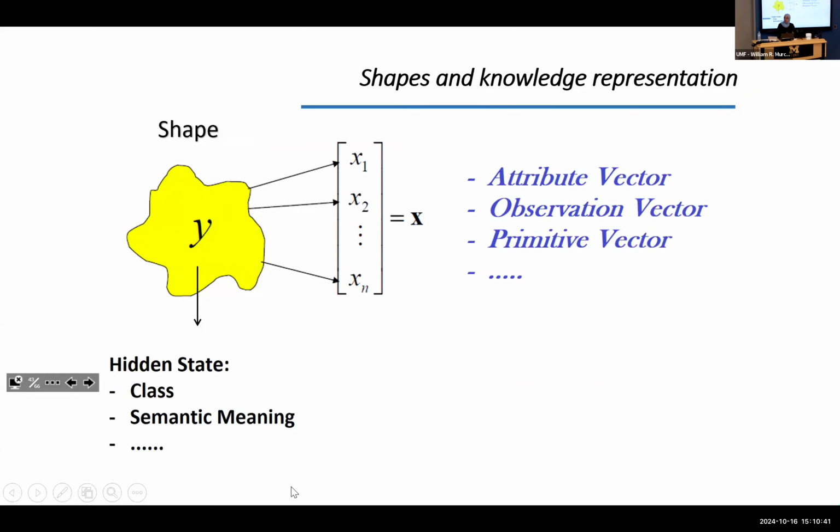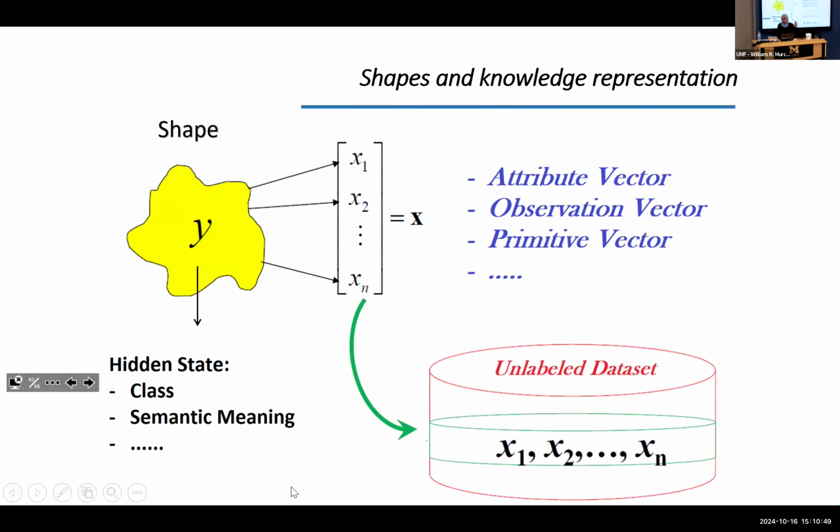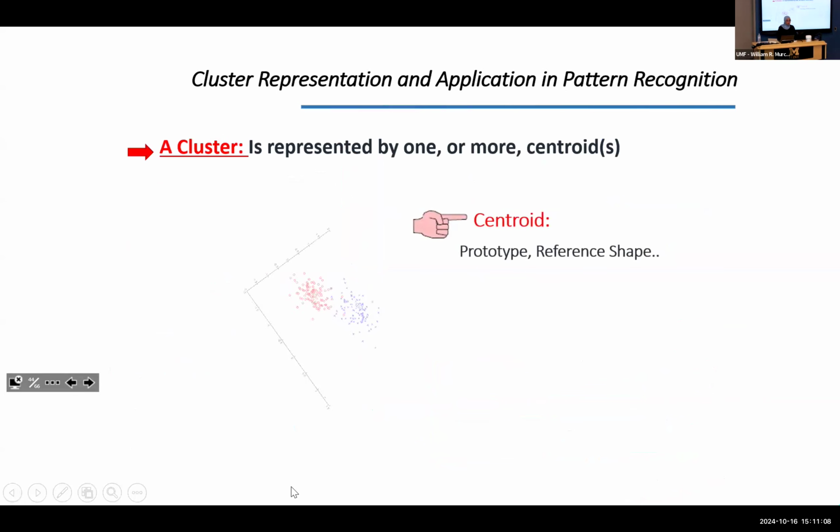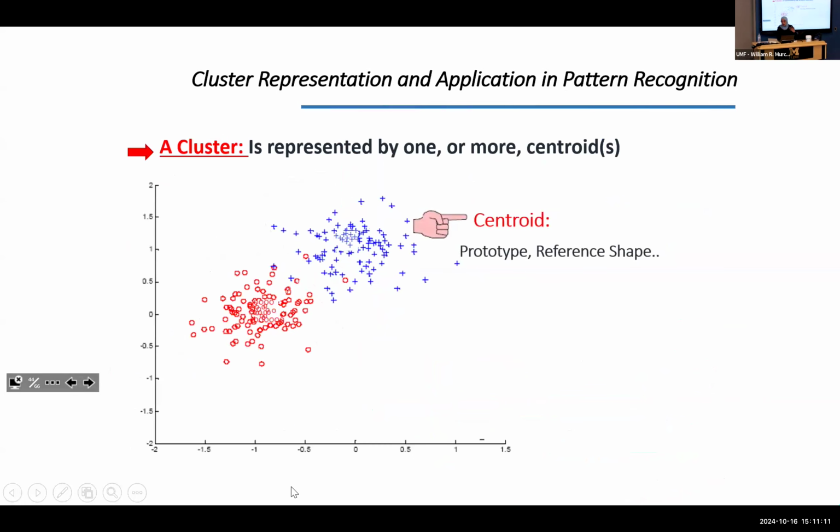At the end, it is the vector describing the characteristics of the shape y with the different attributes x1 to xn. If we store it in a data set where there is no information about the class to which this shape belongs, it is unlabeled data. If we have the additional information y, then it is labeled data, okay? Next, a cluster could be represented with one or more centroids, and the centroid is the representative of the cluster, which means I'm going to take one element and consider it as a reference, okay?